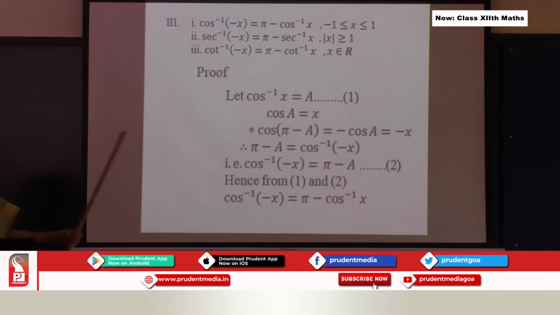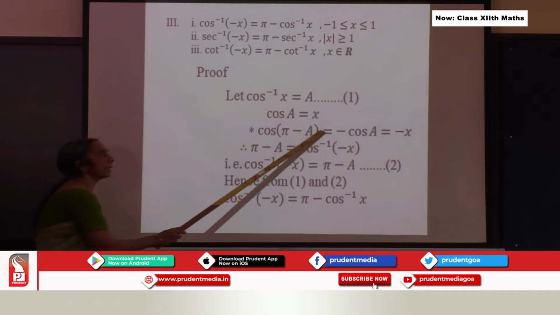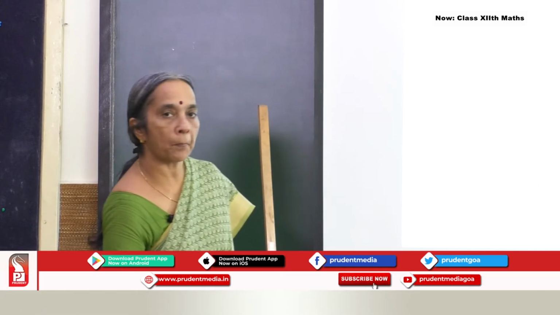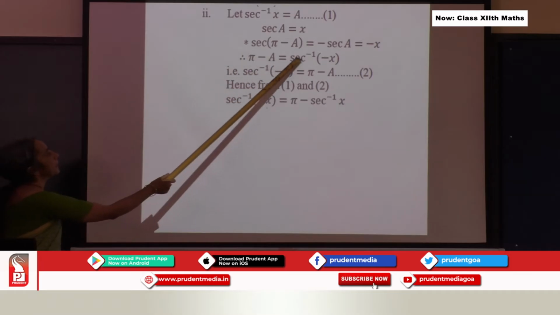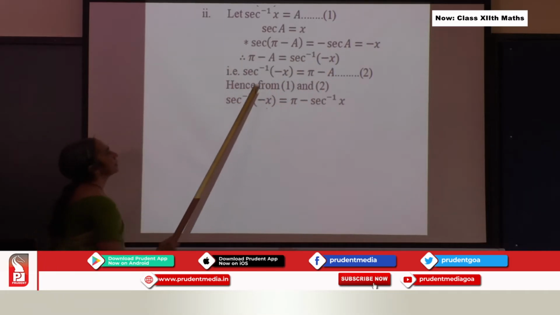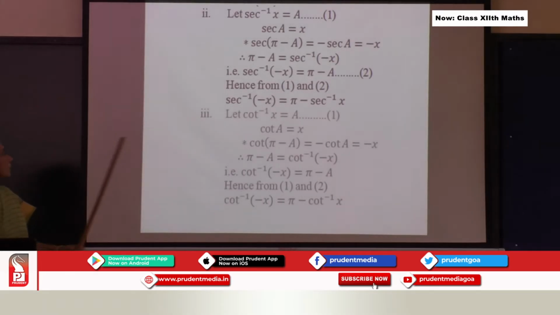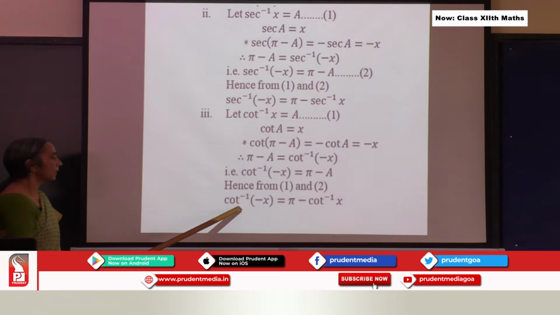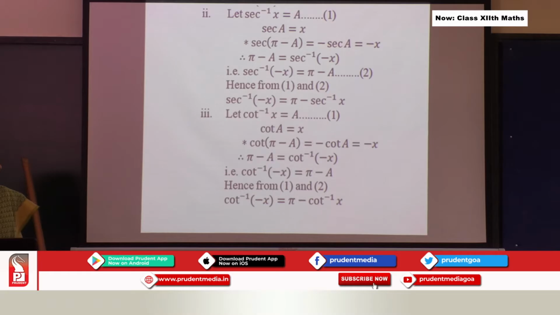In a similar way, the main point you have to remember is cos of pi minus a is minus cos a. From that result we are getting this property. Similarly, sec of pi minus a is minus sec a. From that we get this property: sec inverse of minus x is pi minus sec inverse of x. Cot of pi minus a is minus cot a, so cot inverse of minus x is pi minus cot inverse of x.